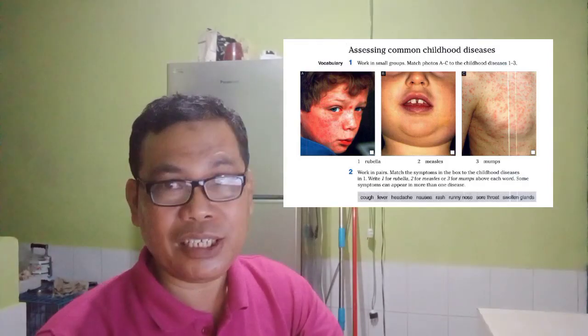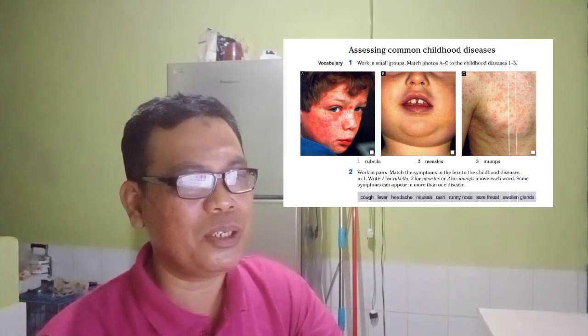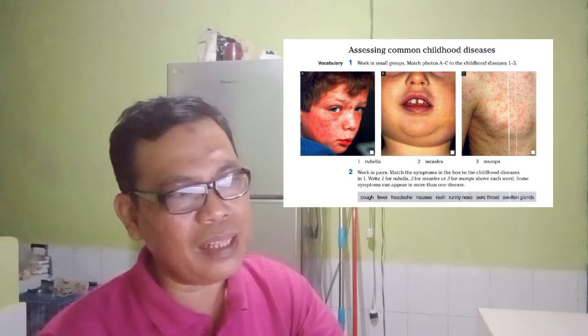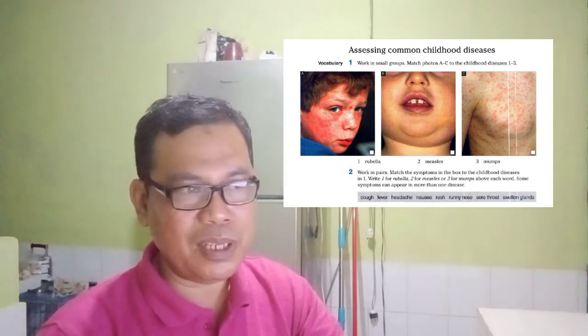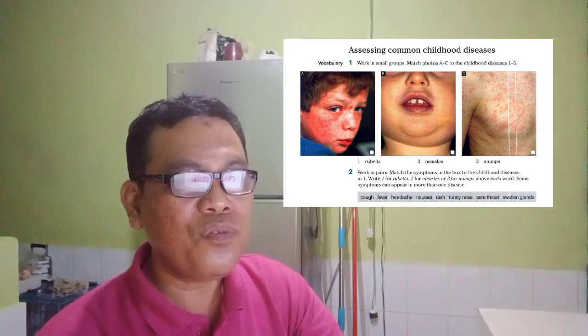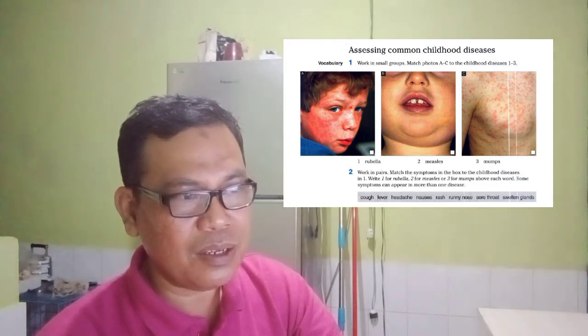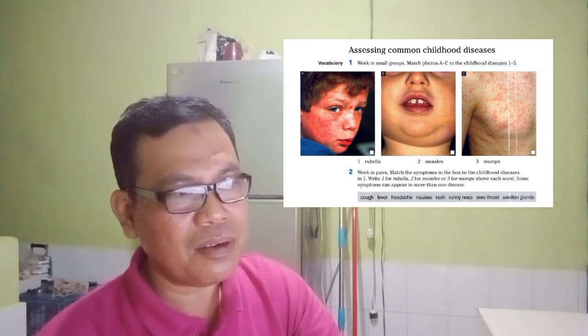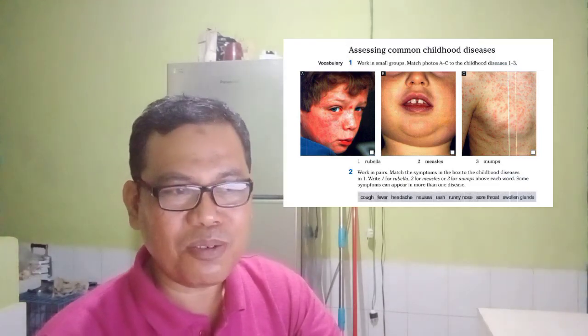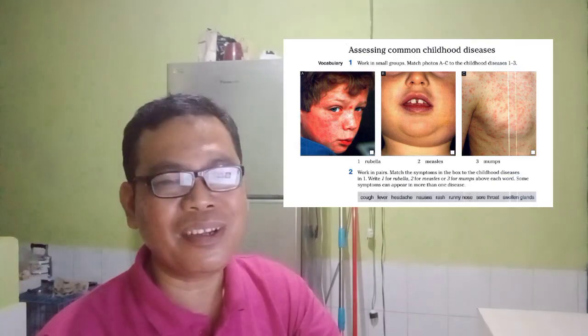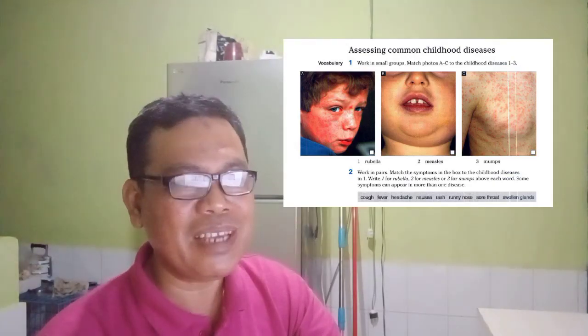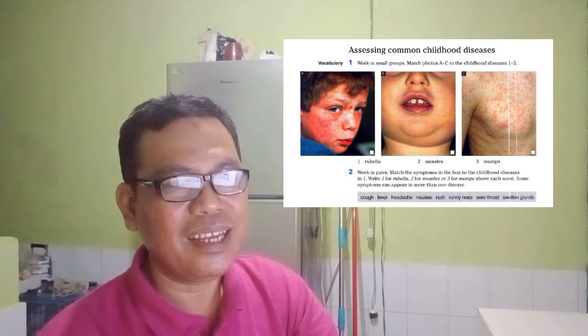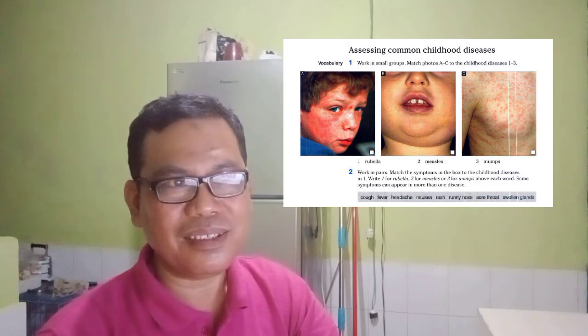You will match this word with the picture. And after that, you will also have other names of symptoms, for example, cough, fever, headache, nausea, rash, runny nose, sore throat, and swollen glands. In this part, you get it, okay? Right? Can you do it? Okay then, now let's do it.